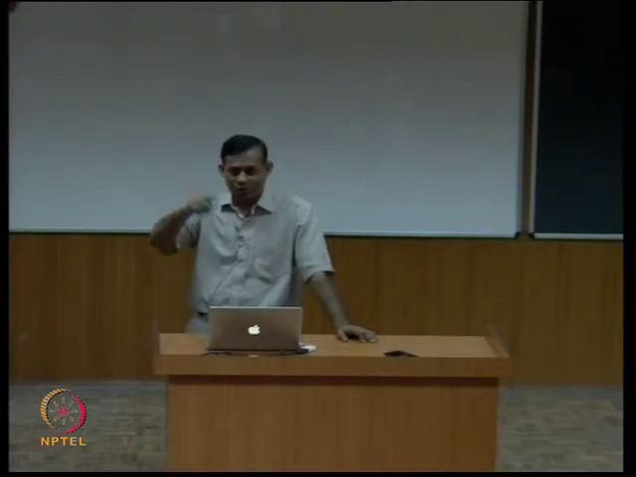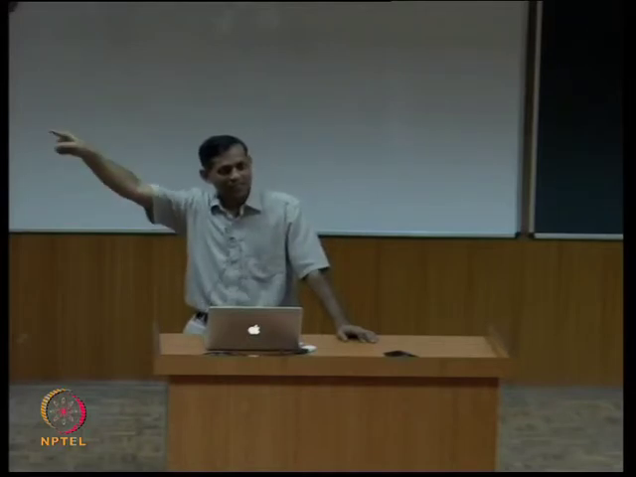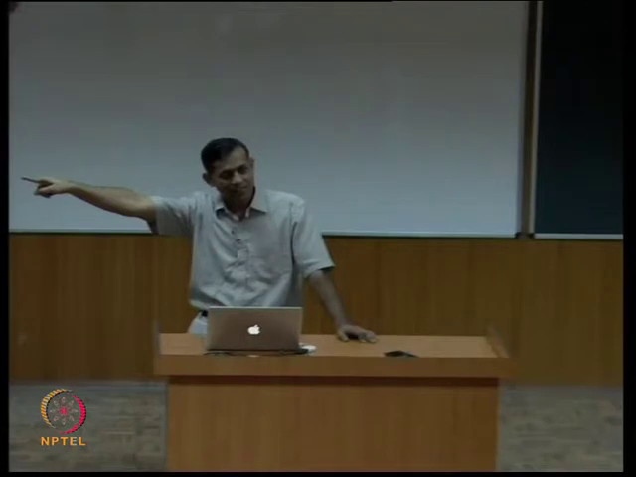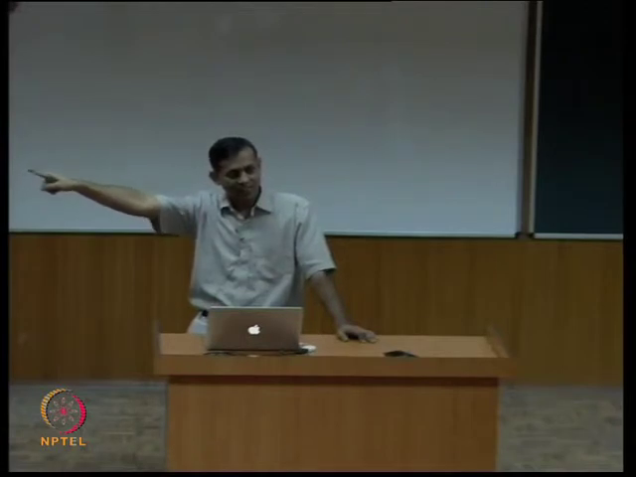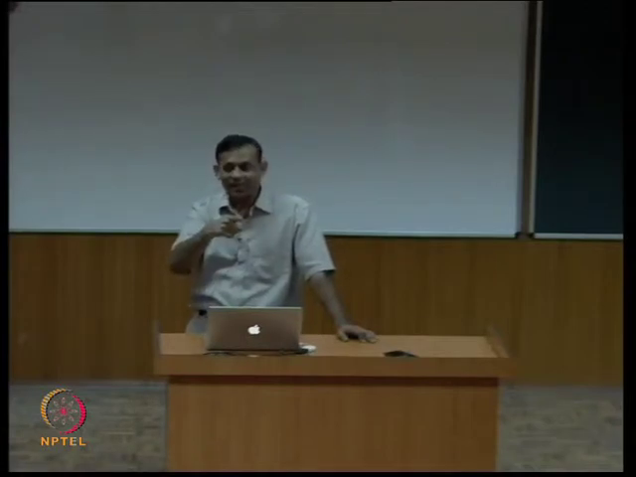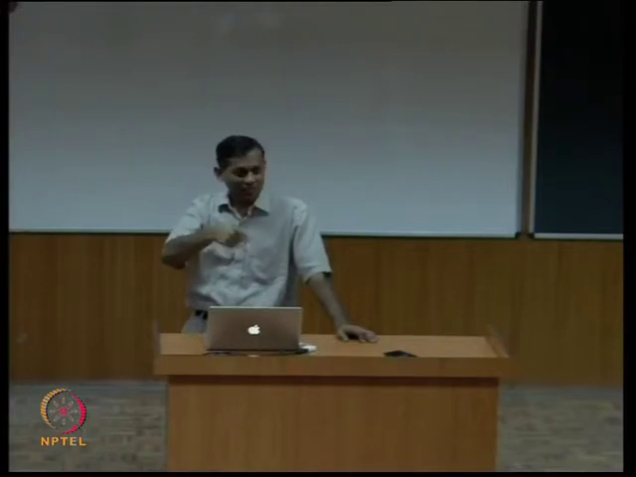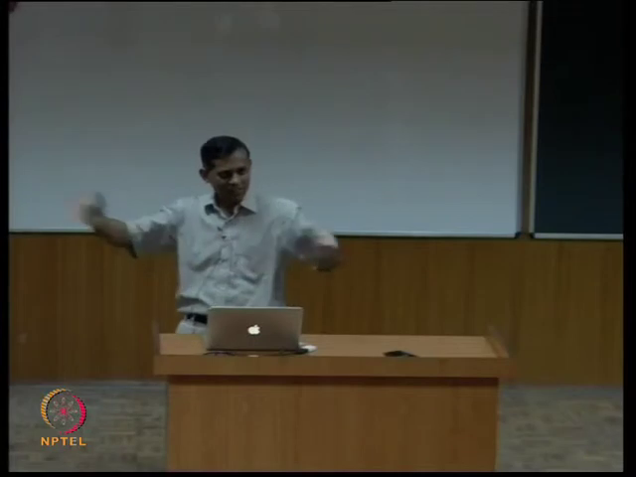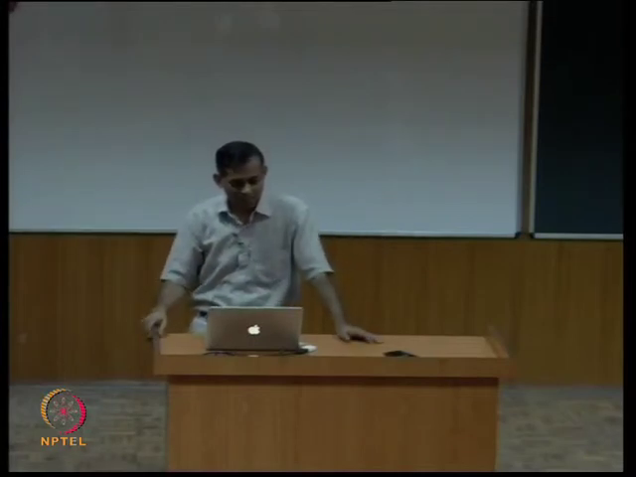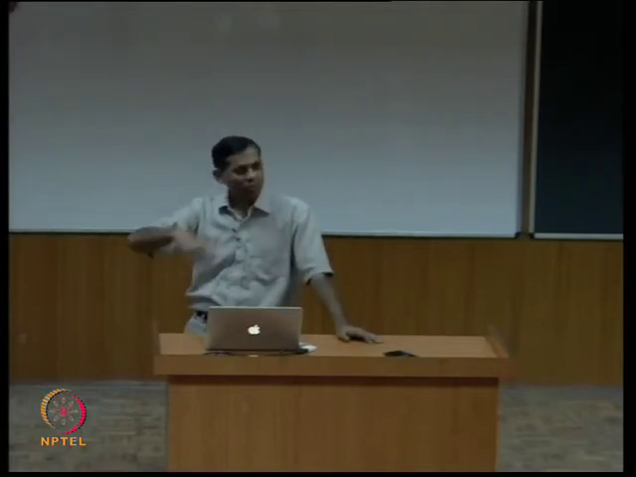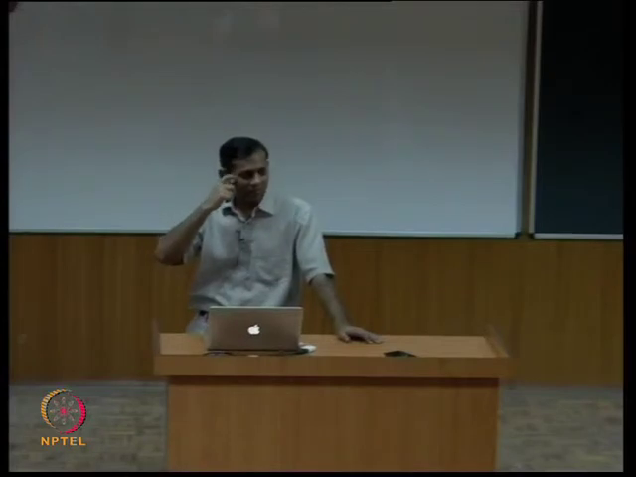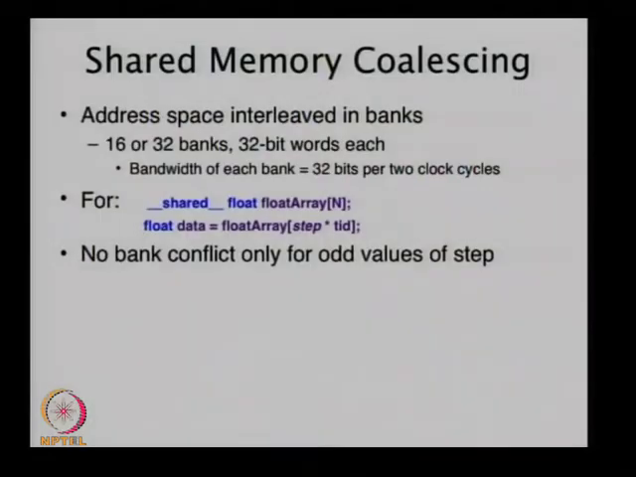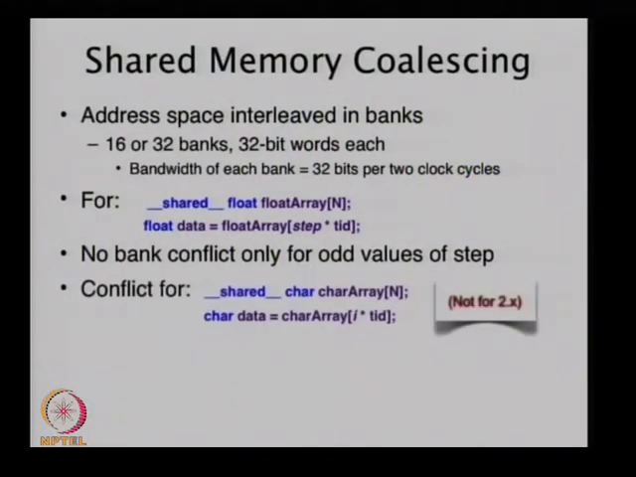It will go 0, 2, 4, 8. After 14, the address will come back to 0, right? The 16th thing is in the 0th bank. For 1.x, it's 16 banks; for 2.x, it's 32 banks, but again, it's 32 times something. So as long as it's odd, there is no conflict.